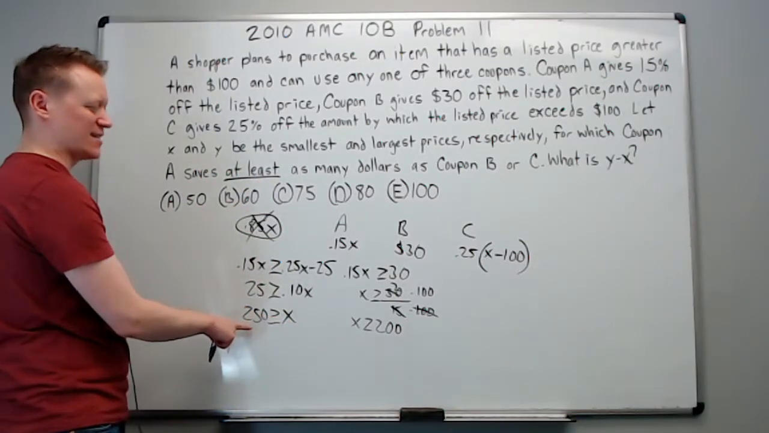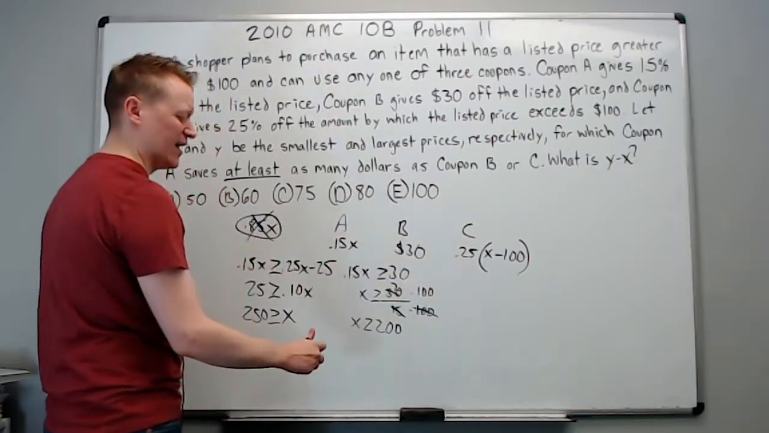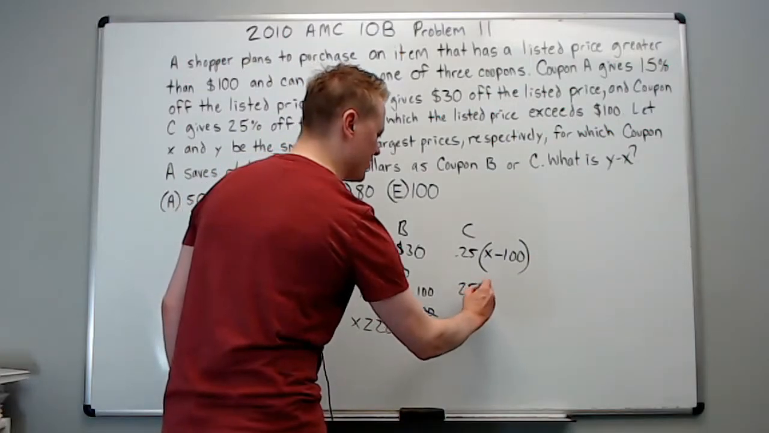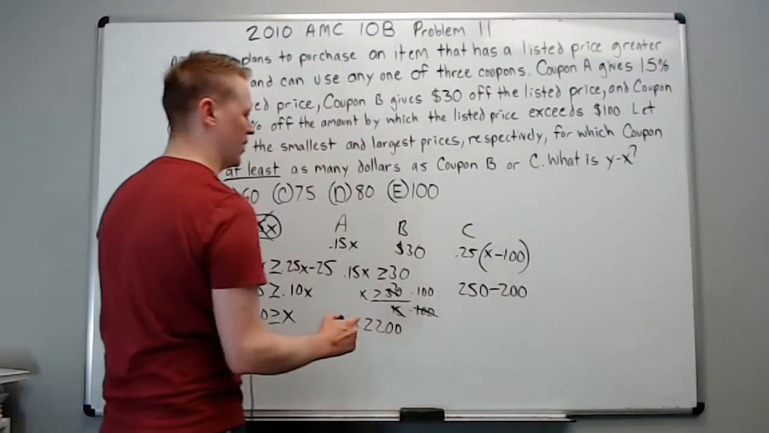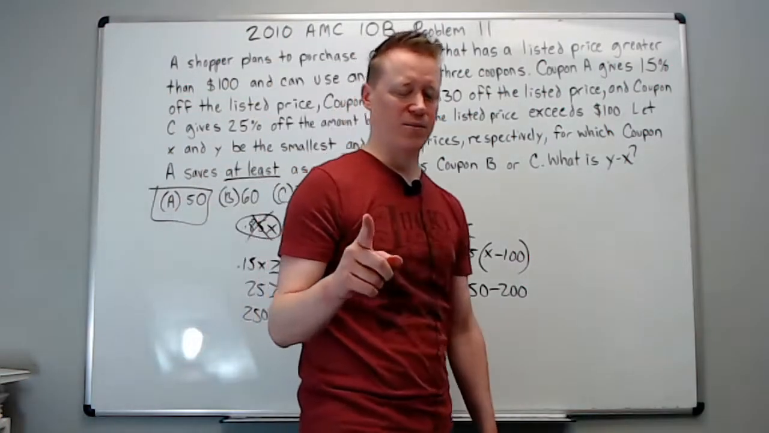So as long as X is less than 250 or equal to it, this will save at least as much as that. It makes sense. So 250 is the largest it can be and 200 the smallest. Subtract, get answer A. We're on to problem 12.